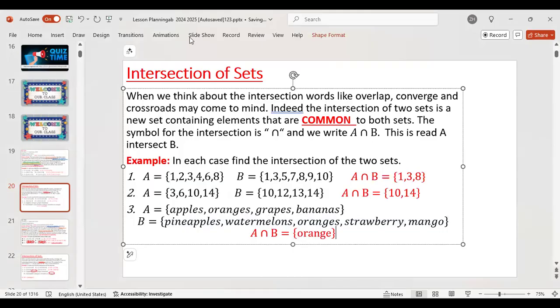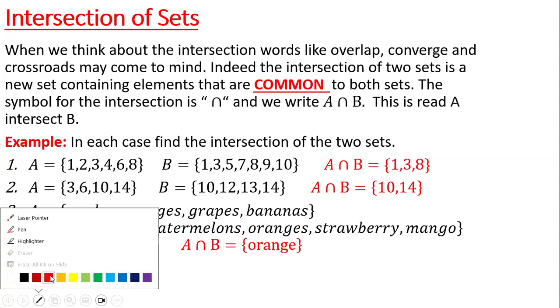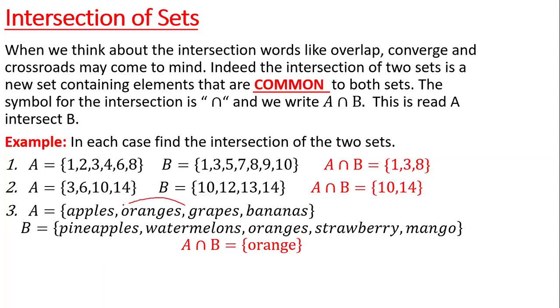All right, so if you look at both sets, oranges is in both, okay? So since oranges is in both, orange is in the intersection. So what do we call this set, by the way? A singleton set. Very good. It only has one element in it, we call it a singleton set. All right, so the intersection is going to be A intersect B, which is going to be orange.